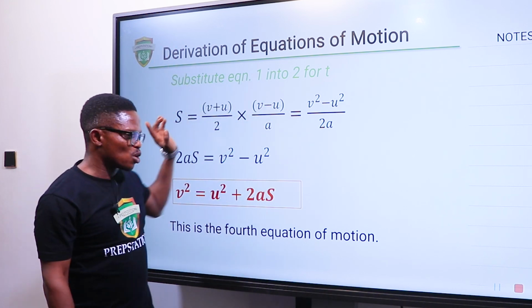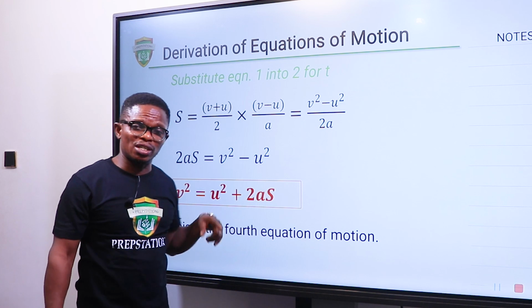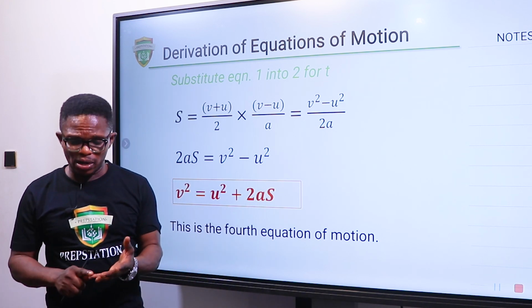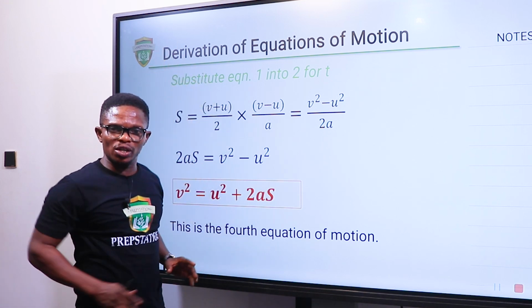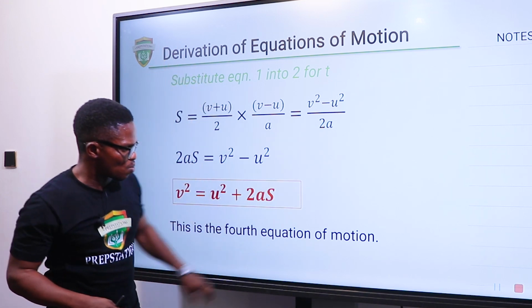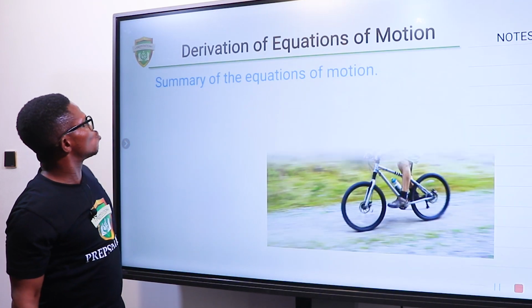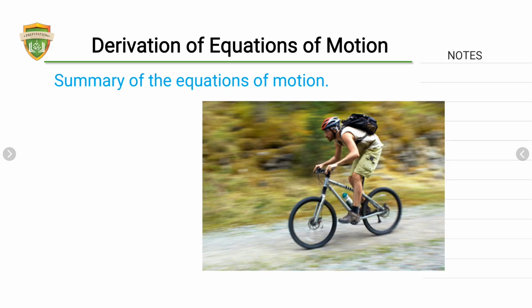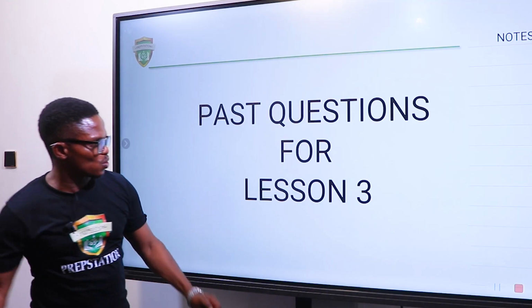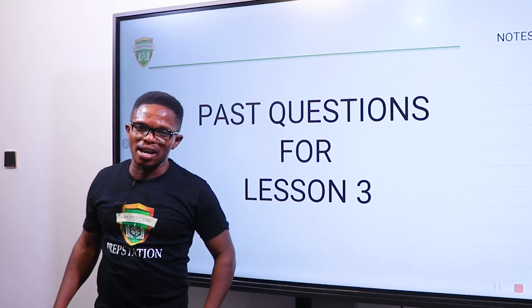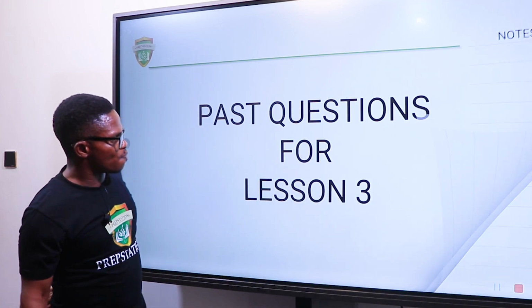Anything I'm going to do, so long as it is motion related, whether simple harmonic motion, circular motion, or projectile motion, I need these 4 equations to start. These 4 equations will act as a start for me to do that. Okay, in summary, these are the 4 equations of motion. Again, in case you did not get it, these are the 4 equations of motion. Number 1, 2, 3, 4. I've just shown you how to derive them. So quickly, let's go to past questions. Let's see how we can apply these formulas to solve problems.